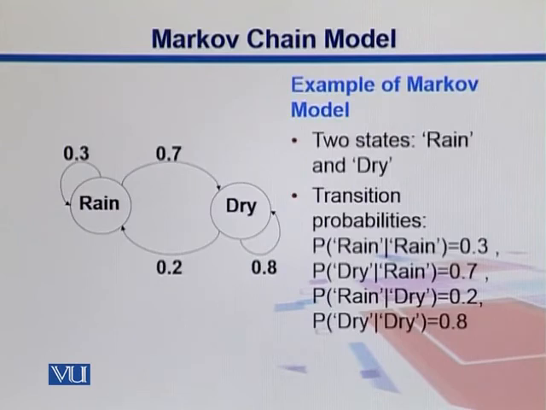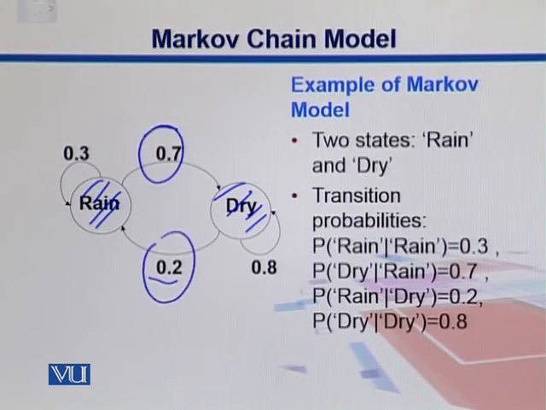Here is an example. We have a Markov model with two states: one is dry and one is rainy. Once there is rain going on, there is a 30% possibility that that particular day will be rainy, and a 70% probability that it will move to the dry state. Once it's dry, it can stay dry with a probability of 0.8, and from dry to rainy it can move with a probability of 0.2. So these are your transition probabilities, the probabilities with which the system moves or stays.